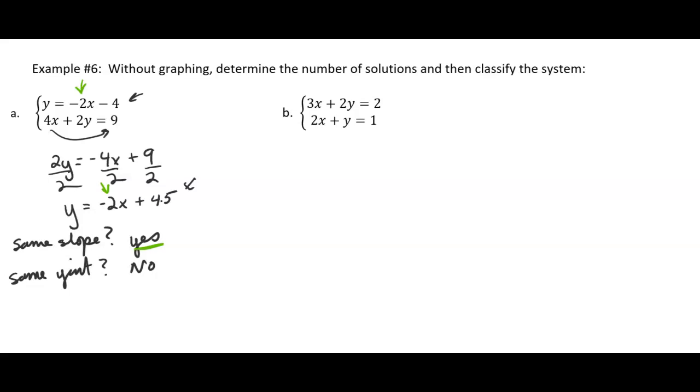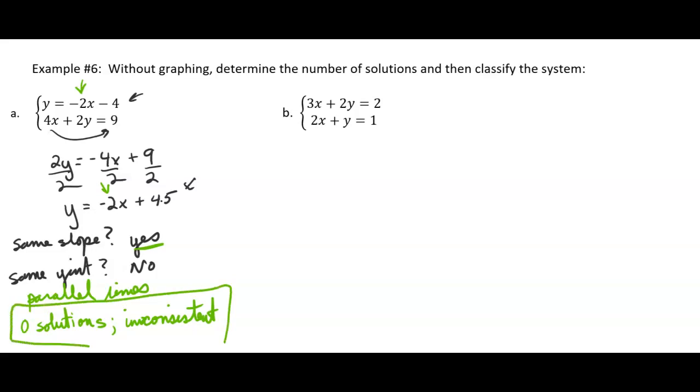So what does that mean? It means they're parallel lines. Now, it says, without graphing, determine the number of solutions. Parallel lines have zero solutions, so 0 solutions. And to classify the system, it's going to be inconsistent. Okay, so that would be your answer to this problem.